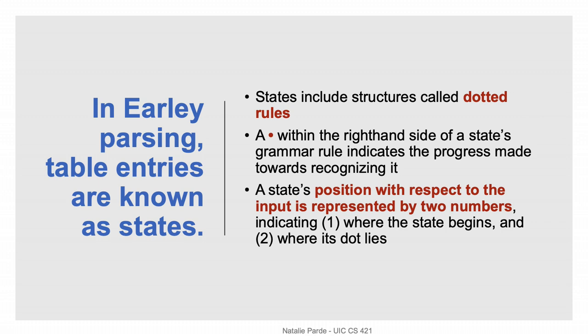Entries containing that information are usually referred to as states, and those states include structures that are referred to in Earley parsing as dotted rules. Basically, a dotted rule just uses a dot to indicate progress towards completing a specific production rule. A state's position is also indicated with respect to the input as a whole, so there will be both a start index and an end index. These indices might be the same if the state is only concerned with an individual word, or the state might span the entire input if it's representing a complete parse of the input.